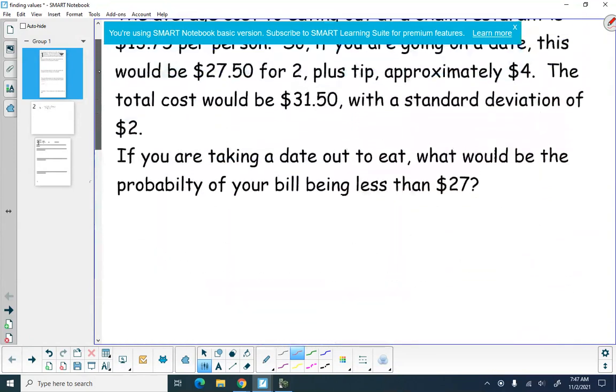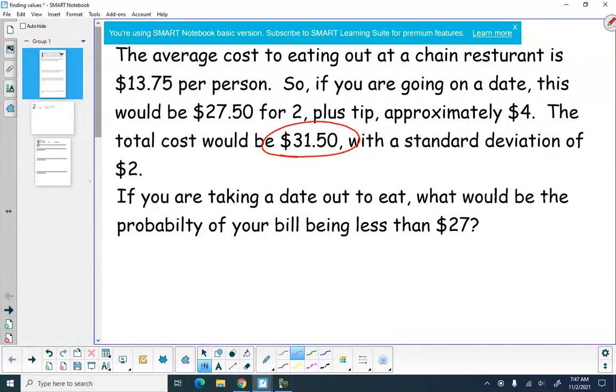We have the mean is $31.50. We have a standard deviation of $2. So calculate a Z value for both of these. Do your bell-shaped curve. Go to your Z table. Find the 2 values from your Z table. And check your answer with somebody around you.